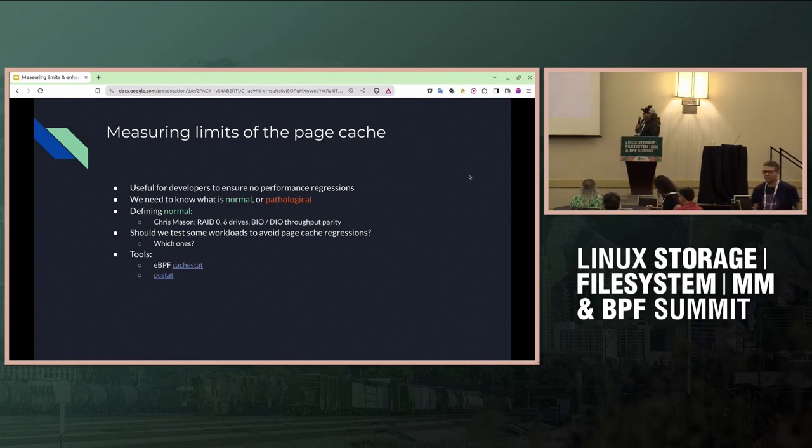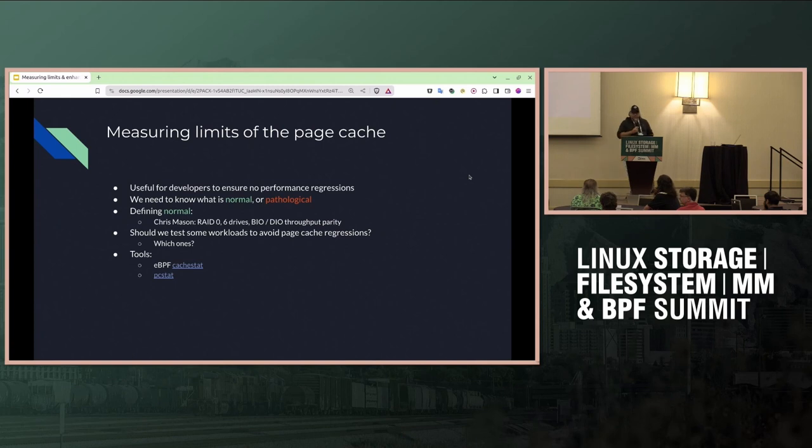So I'm pretty sure Dave is saying no way in hell can we get parity with direct IO and buffered IO with RAID 0 and 6 drives. So that's his point right now. If that's not the case, I mean, obviously, let's take the time here during the conference to evaluate whether or not we want to strive for that.